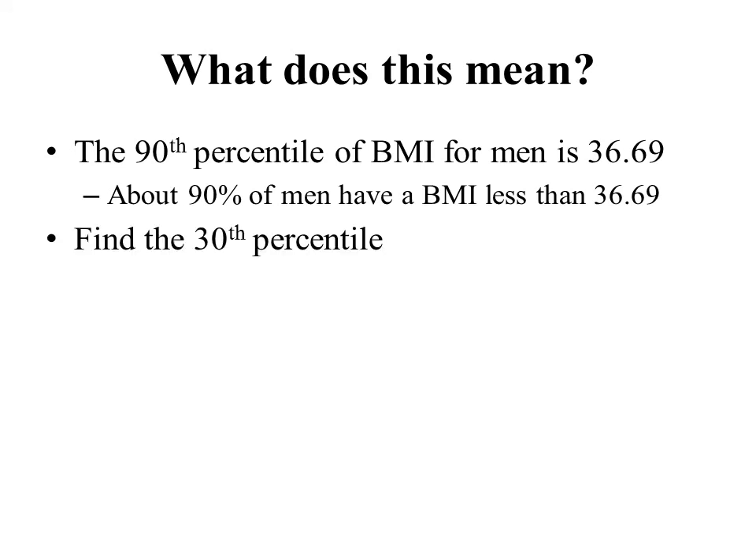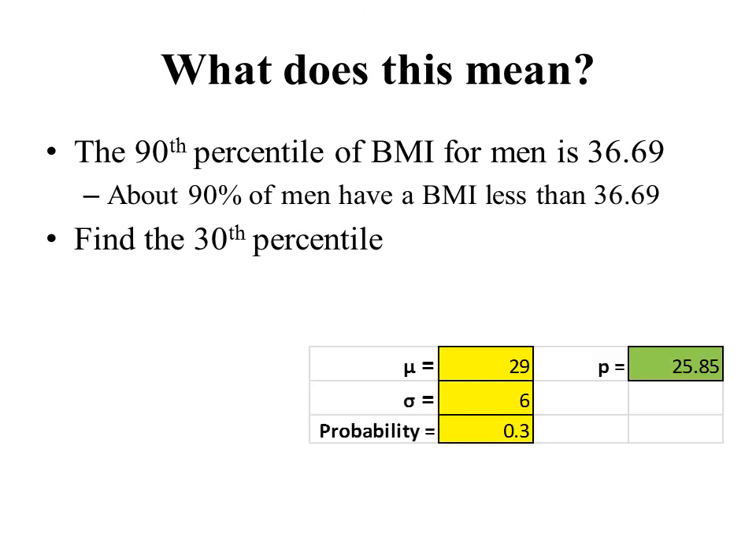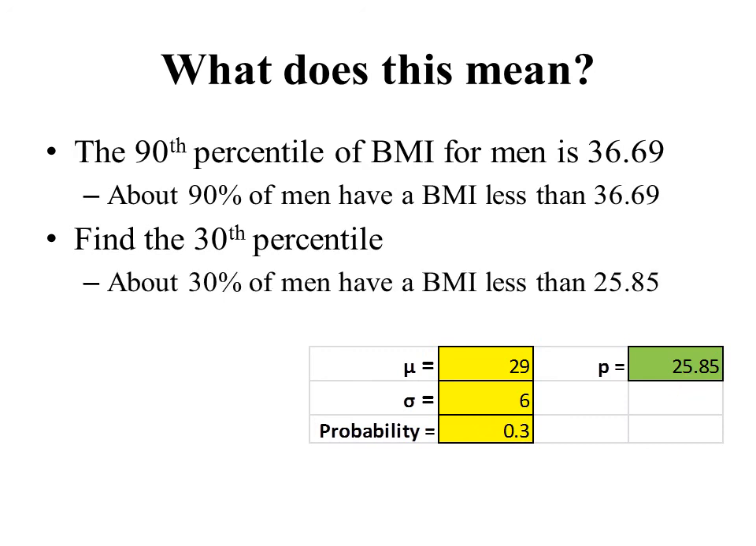Now let's do another example of calculating percentiles. Let's find the 30th percentile. To find the 30th percentile with our workbook, our worksheet percentile, we'll enter our mean, our standard deviation, and our probability. In this case, we're dealing with the 30th percentile, so our probability is 0.3. And so here's our percentile, 25.85. So that means our 30th percentile is 25.85, which means that about 30% of men have a BMI that's less than 25.85.